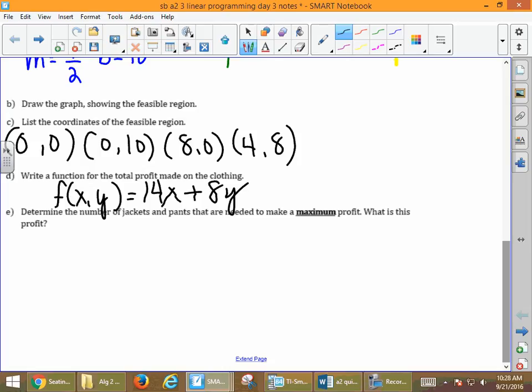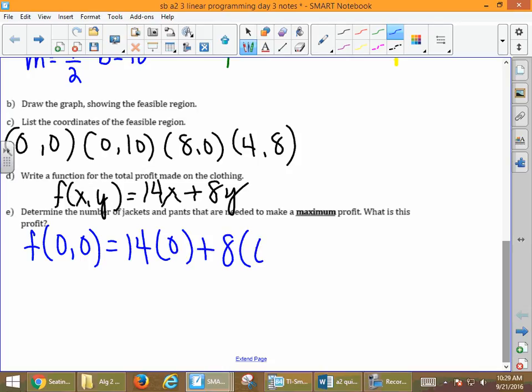So now what we're going to do to finish this problem is take these 4 ordered pairs that we found as the vertices of our feasible region, and put them back into this equation, and see what's going to give us the biggest number. So when we start here, we're going to do f of 0, 0. That means we're going to put 0 back into our function for x and 0 back into our function for y. And ultimately, we end up with 0.